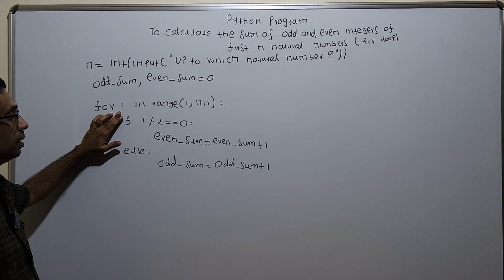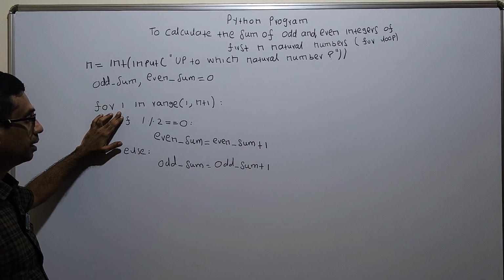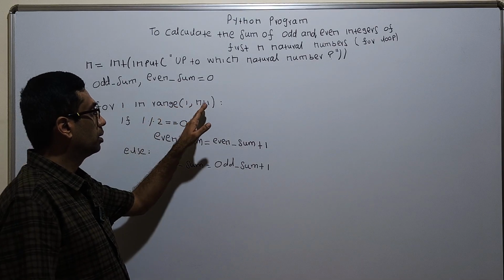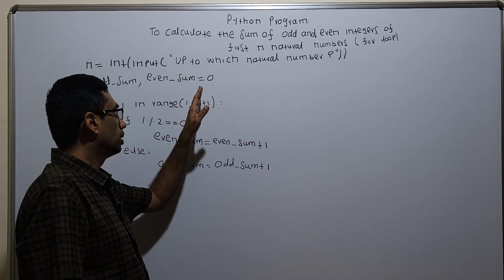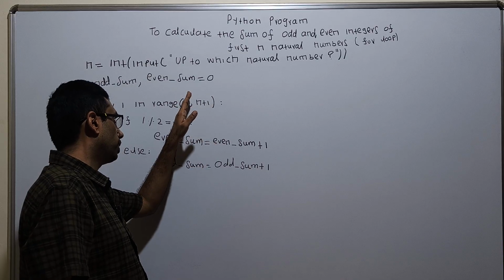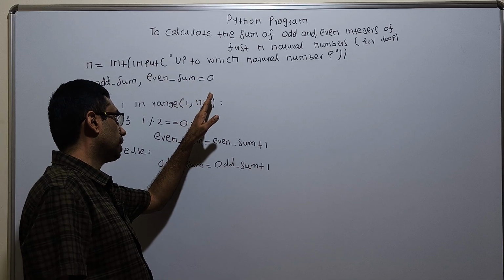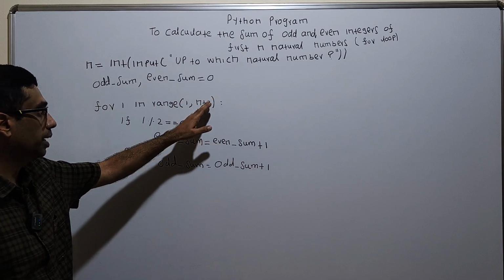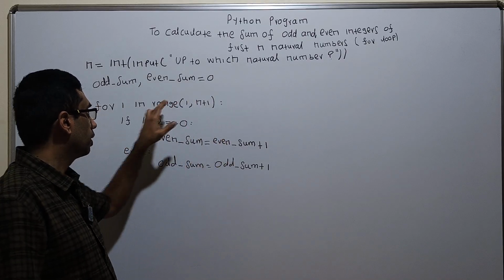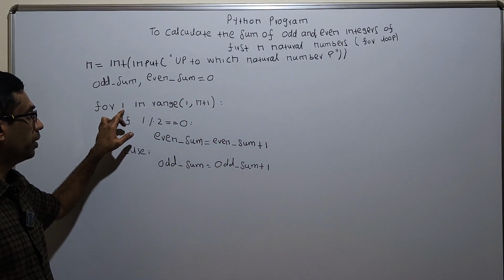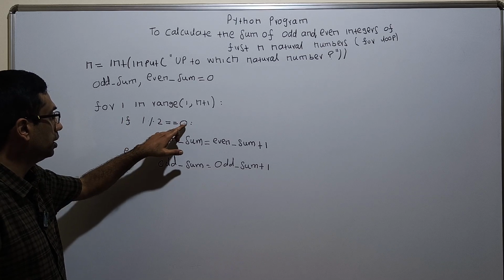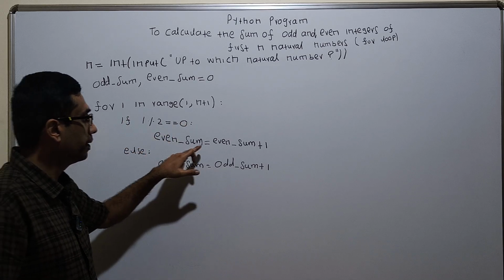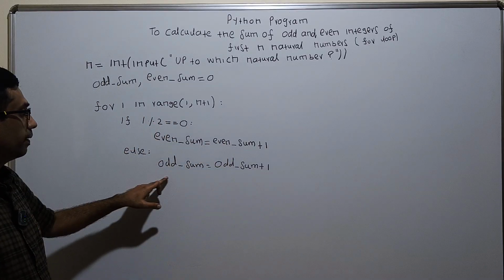In the loop, a list of integers is generated from 1 to n, because the range function always generates a list from 1 to the last number minus 1. So 1 is the starting number and the next, after the comma, is the last number, minus 1. Here I am giving 1 to n. The loop variable will get the value one by one in each iteration, and it will check whether i modulo 2 equal to 0. It will add the value to the even sum. If it is not 0, it will add the value to the odd sum.